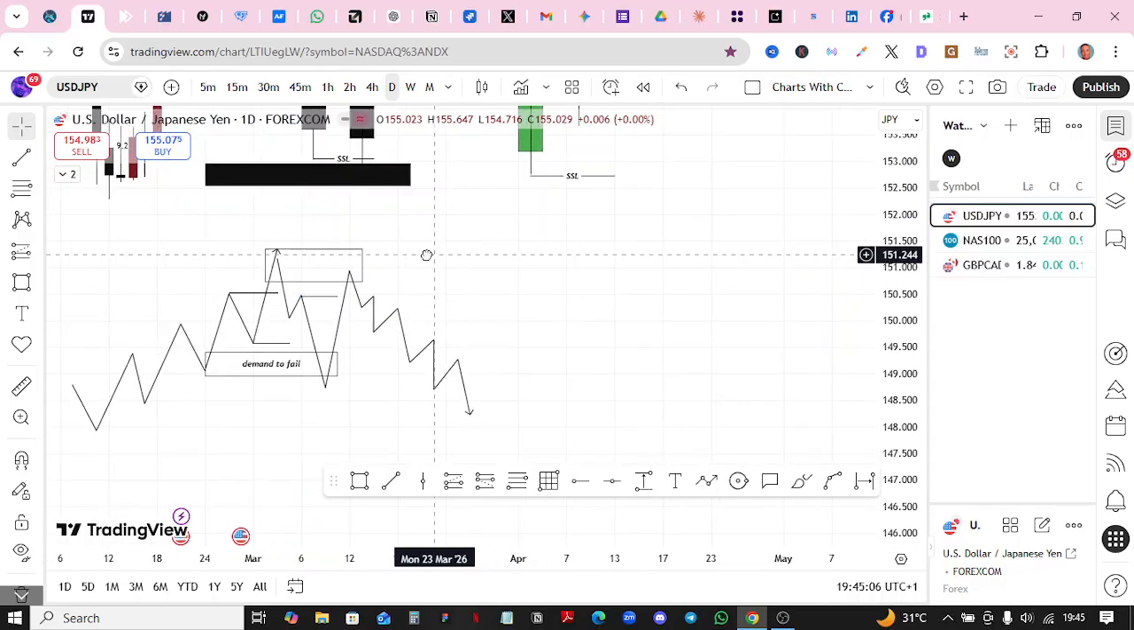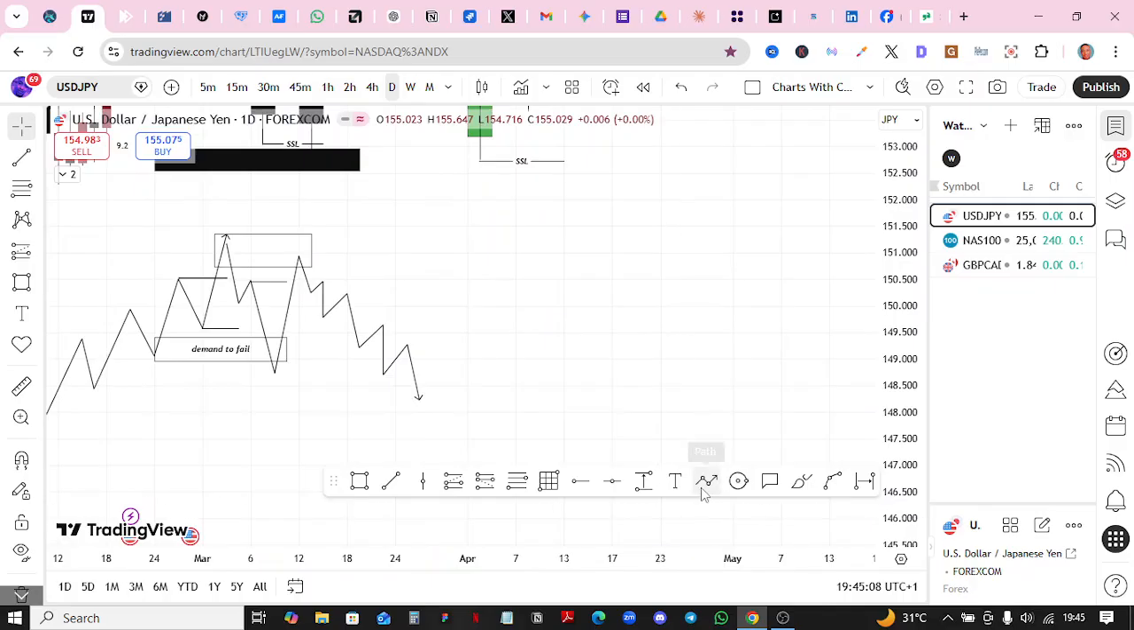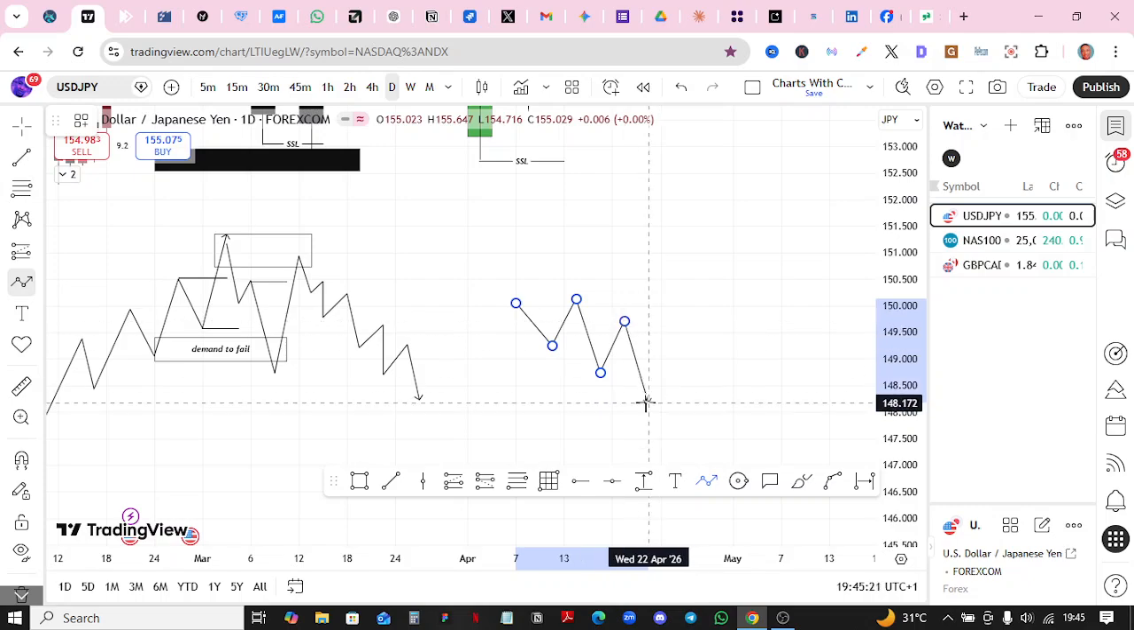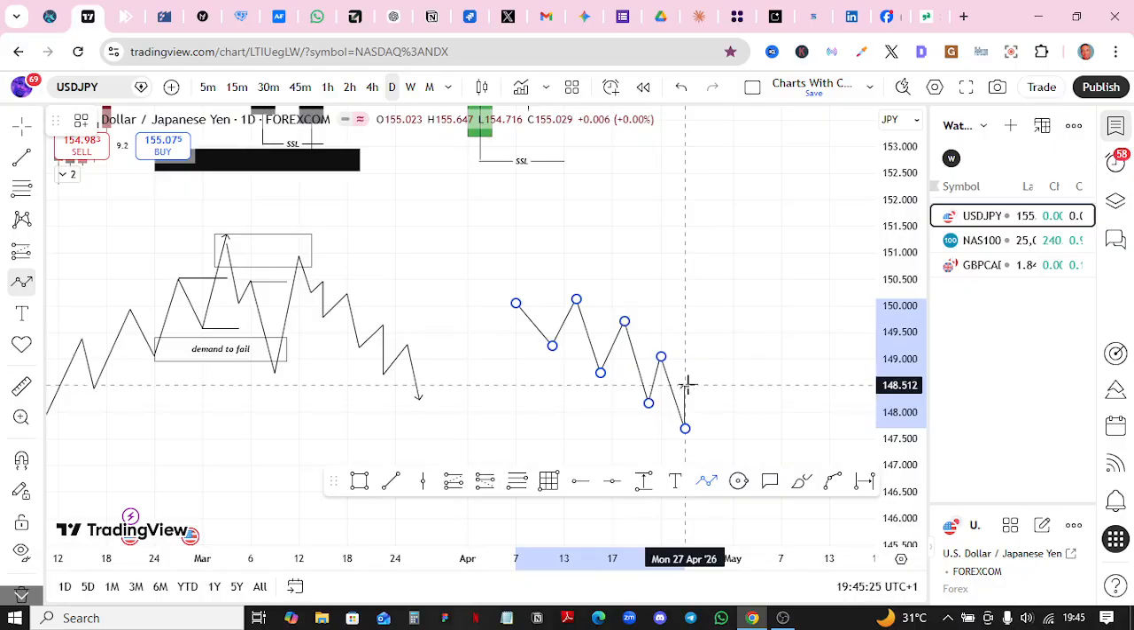The same thing for a bearish scenario. For a bearish scenario, you certainly need to wait for a supply to fail. This is bullish turning bearish. Now for a bearish turning bullish, you want to wait for this to fail.